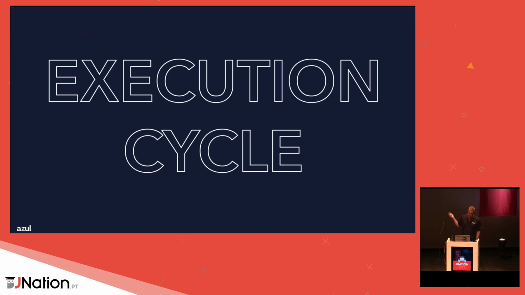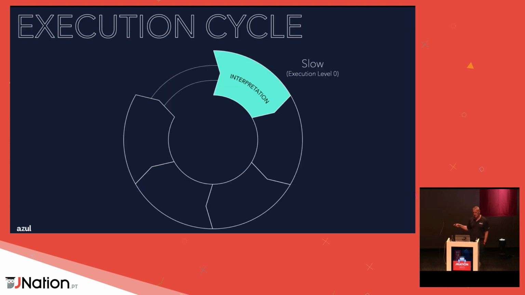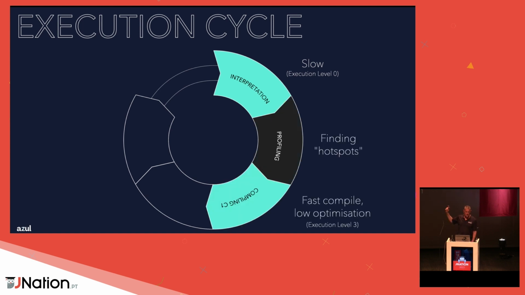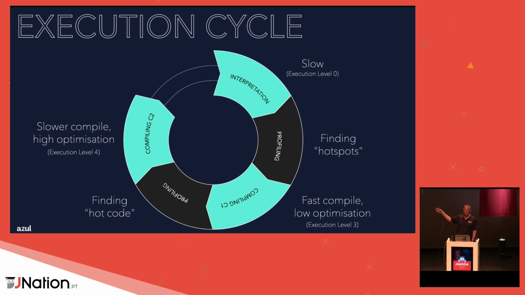So that leads me to the execution cycle. This is in principle the same thing that we saw before, just in one diagram. So we start with interpretation, which is slow. And then we have this profiling phase, finding the hotspots. Then it goes into the C1 compile phase, again profiling this code, and then finally into the C2 compiler. After that, we should have the best optimized code ever, right?